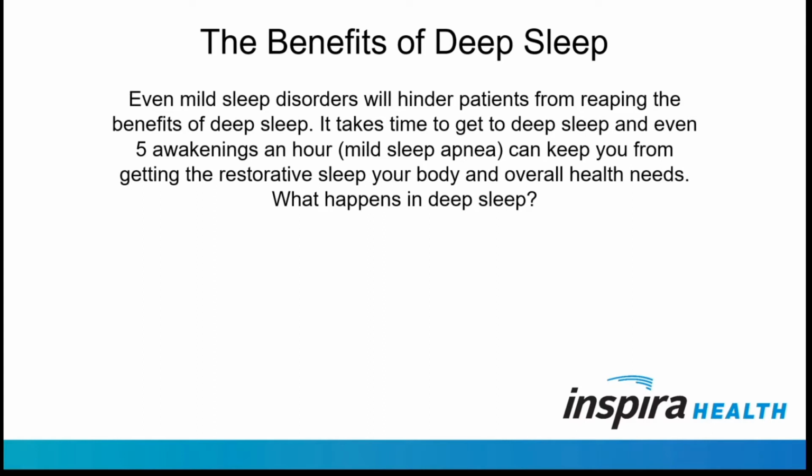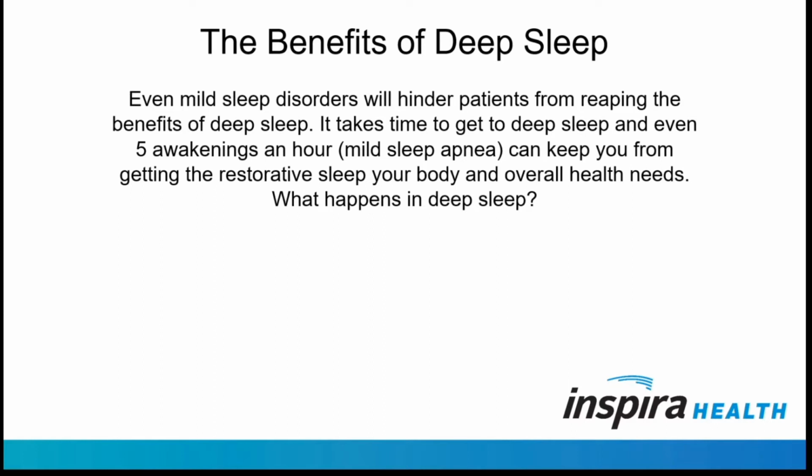So even patients, we're going to talk about sleep disorders, even patients with mild sleep disorders. So a mild sleep apnea patient, for instance, has 5 awakenings per hour. And like I said, it takes about 20, 30, 40 minutes to get into stage 3. So if you're waking up 5 times an hour, you're considered to have mild sleep apnea. But the problem is you're never getting into that stage 3 beneficial sleep.